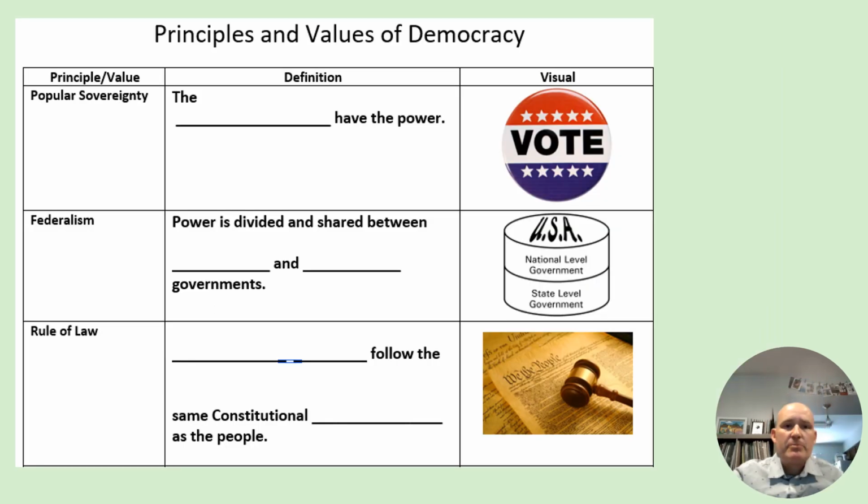So what are some principles and values of our democracy? Well, one is popular sovereignty. And that means that the people have the power. Not the government. The people that are in society and that vote, they're the ones that have the power. That's where the power derives from. Then we have a system called federalism, where power is divided and shared between state and national governments or federal government.